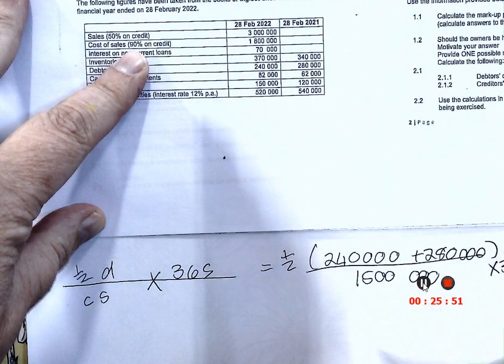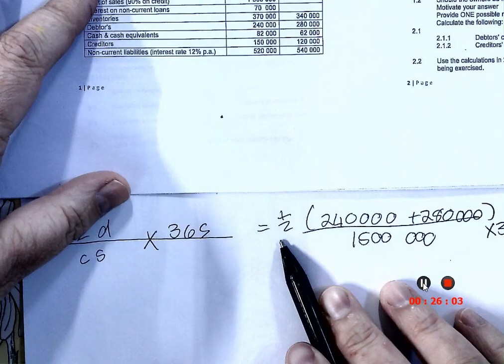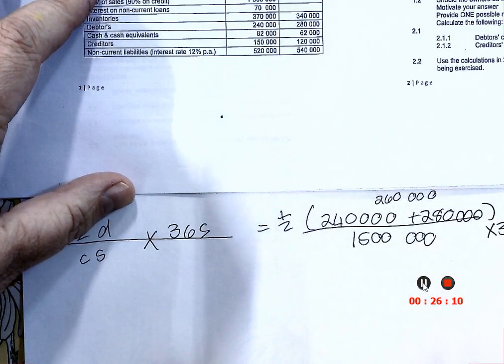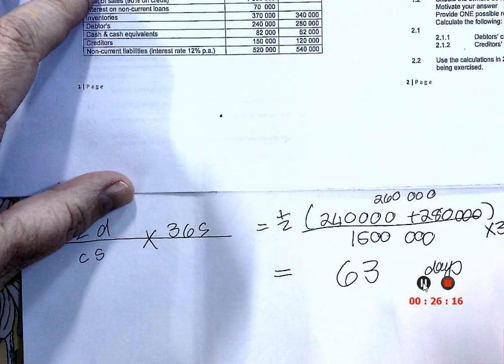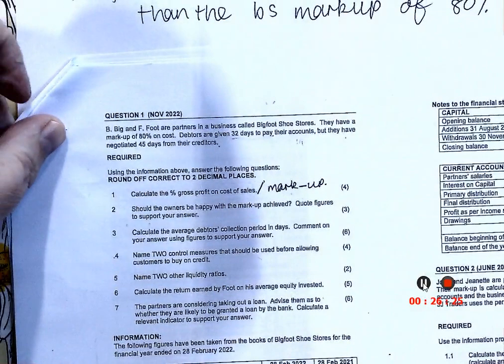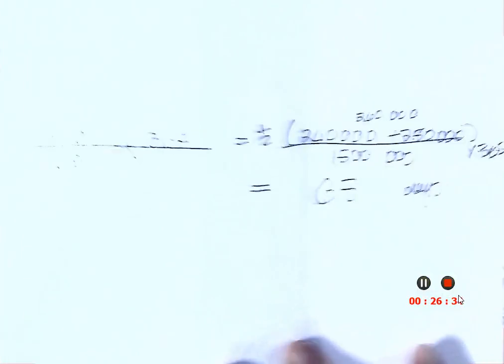So we're going to calculate here 240 plus 280, it's going to give me what? 520 divided by 2, it's 260. So it's 260 divided by 1.5 times 365, and it gives me how many days? 63 days. And now if I want to comment, I go first of all to my terms. And they say debtors should pay within 32 days. So now I see, oh, these are not very good debtors.